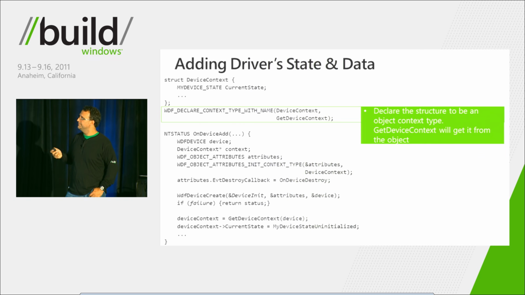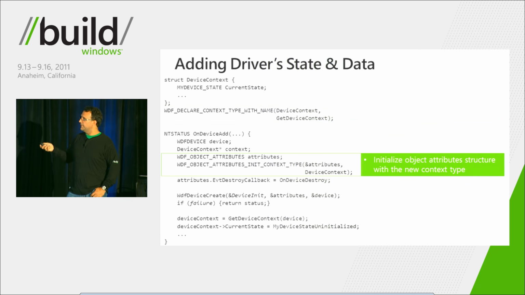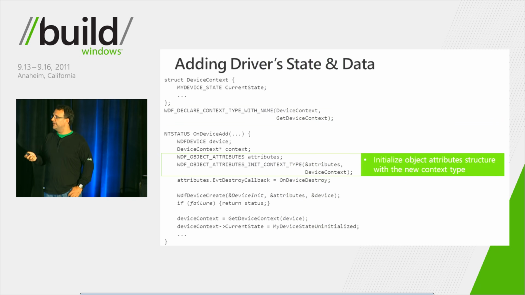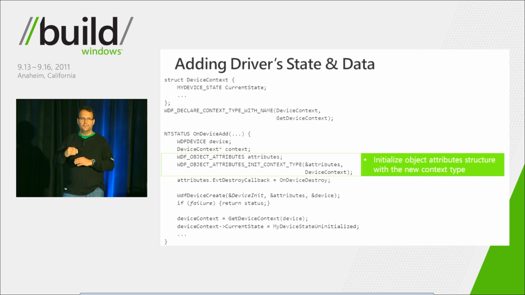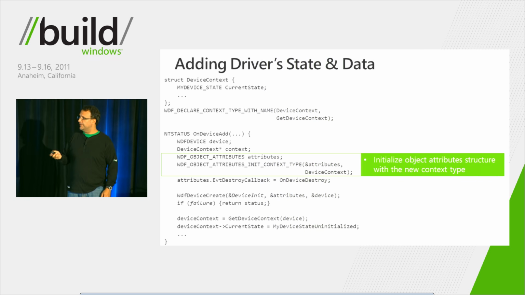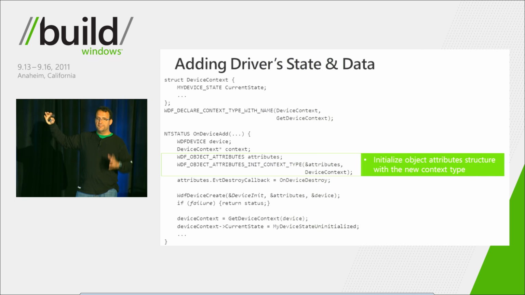I'm imaginative. So when you want to create your context, you have to set up object attributes. Object attributes are common to every object. These are the parameters for the base object. And one of the things that's in there is the context. So we have this WDF object attributes structure. You'll see this a lot as you write WDF drivers. And like every structure, we have an init macro.